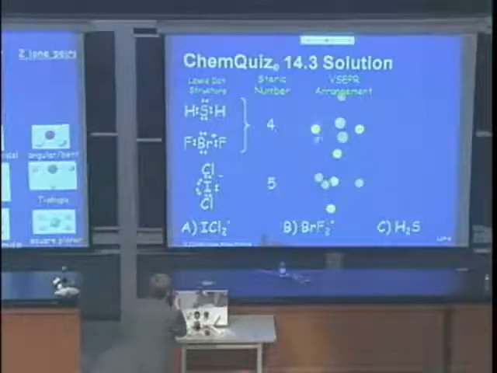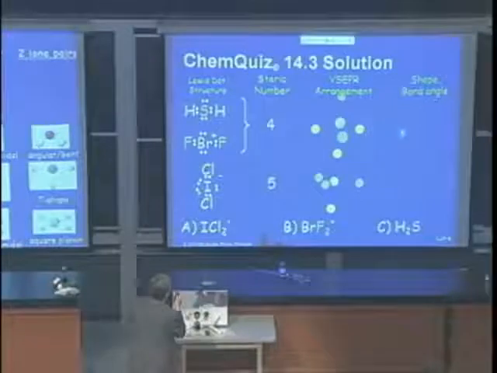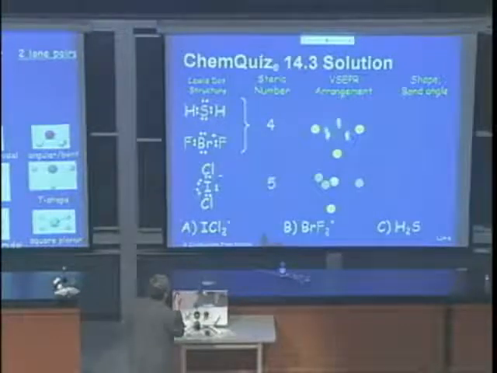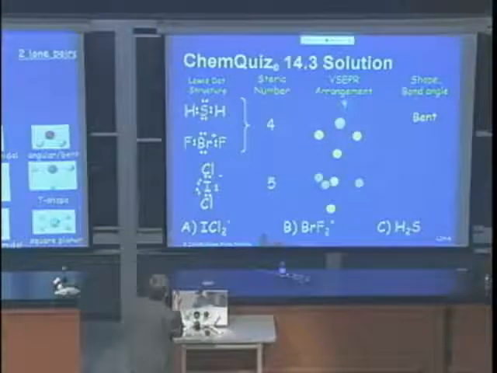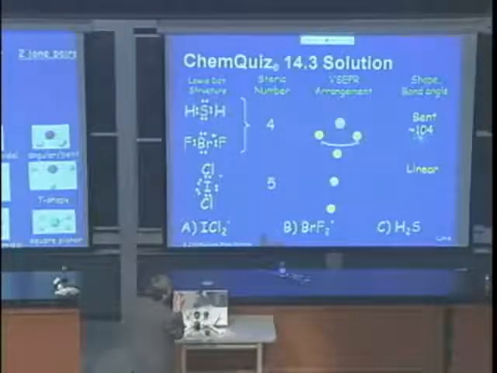So now, let's see. The bond angle here is, see that? So there's 2 free electron pairs. So there's 1 free electron pair, no, 2 actually. This is how it looks like. And it's bent, and it's about 104 degrees.